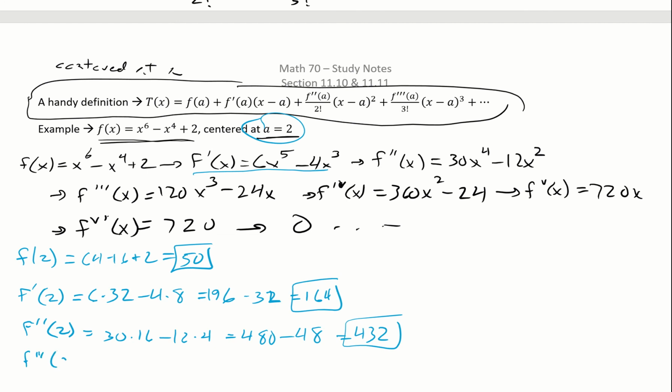Triple prime of 2. Let's see. It is 120 times, see, I'm looking up at the functions we have, times 8. And then minus 48 again. Did that work out okay? Yeah, it's by 2's, right? So 48 again. So we got 960 minus 48. So we're getting 912. It'd be embarrassing if these numbers are wrong.